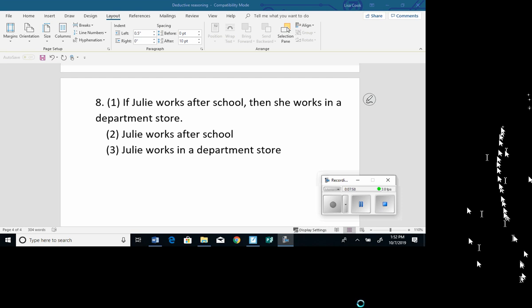Those DirecTV commercials were kind of the law of syllogism. They're if-then statements, with all the bridges in the middle, and at the very end they would do the beginning one and the end one.